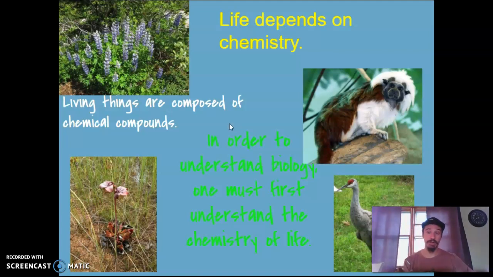So in order to understand biology, we have to have a basic understanding of chemistry. We have to understand that atoms and molecules come together to make larger things like cells, and then those cells come together to make larger things like you and I.